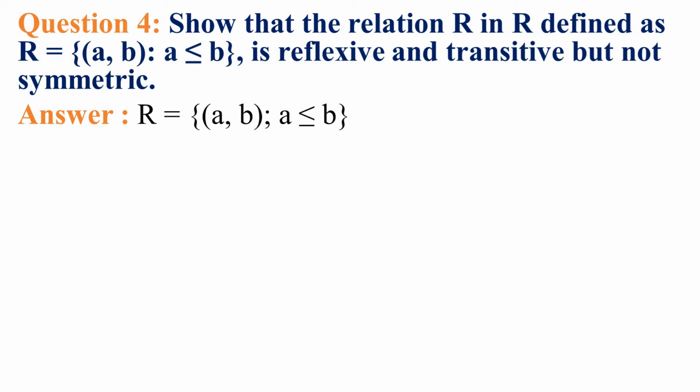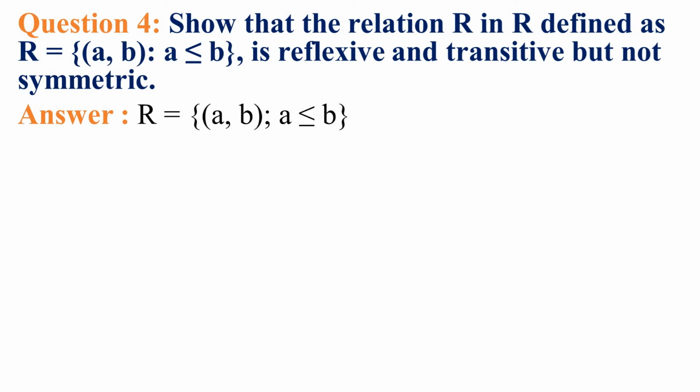Show that the relation R in set R defined as R = {(a, b) : a ≤ b} is reflexive and transitive but not symmetric. Here set R means the real number set. Relation R = {(a, b) : a ≤ b} on the set of real numbers.